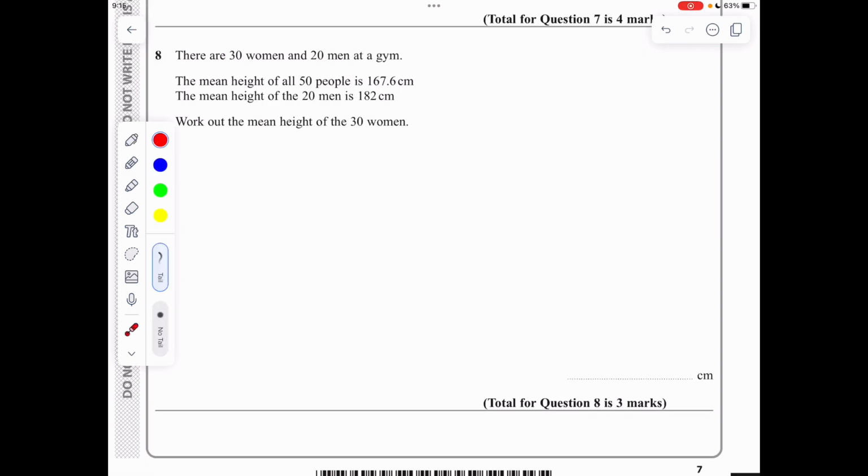In 8, we've got 30 women and 20 men at the gym. We have the mean height of all 50 people being 167.6 centimeters. And for the men, we know that their mean height was 182 centimeters. And we need to work out the mean height of the 30 women.